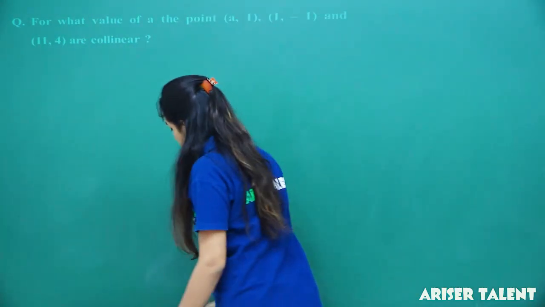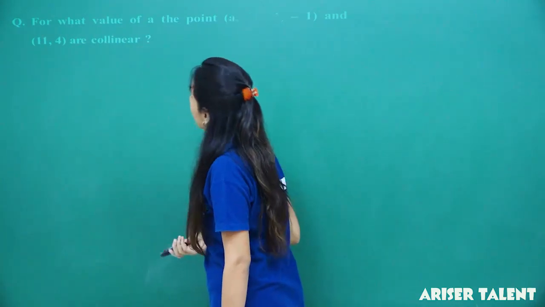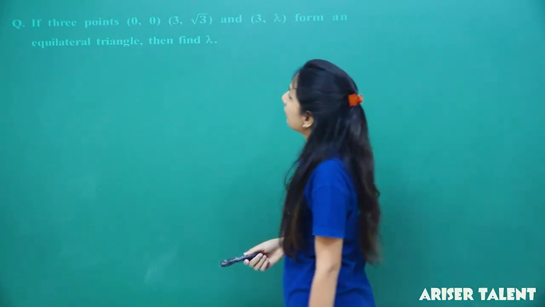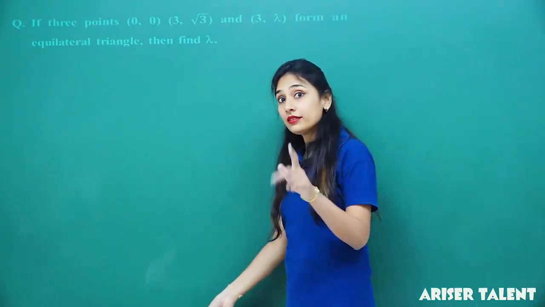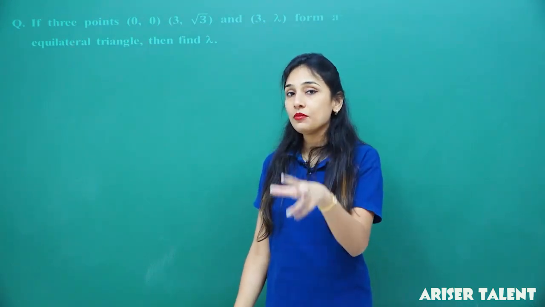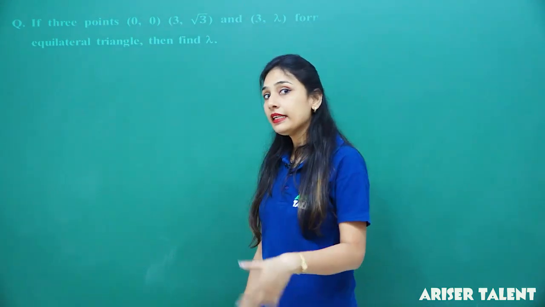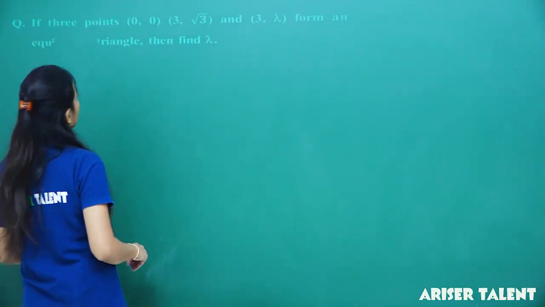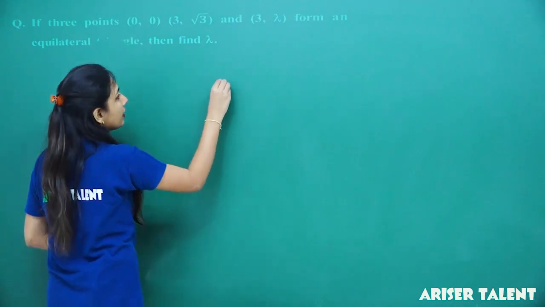Okay, so what is our next question? The next question is: 3 points form an equilateral triangle, then find lambda. Now understand this question, we'll discuss it in our next class. I am just giving you a hint, and by that hint you have to do it on your own. So there are 3 points and this is an equilateral triangle.